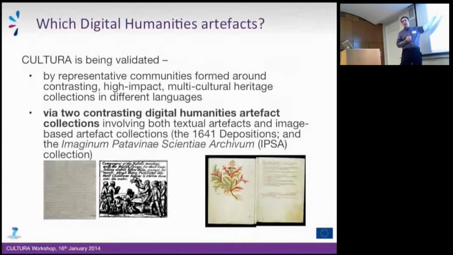And we want to look at high-impact cultural heritage resources. So specifically, we looked at the 1641 depositions, which are a large collection of handwritten manuscripts housed here in Trinity College. But if they're just handwritten manuscripts from the 17th century, they wouldn't be particularly useful to us. So they have been transcribed. And that was a previous project which took an awful lot of effort to do.